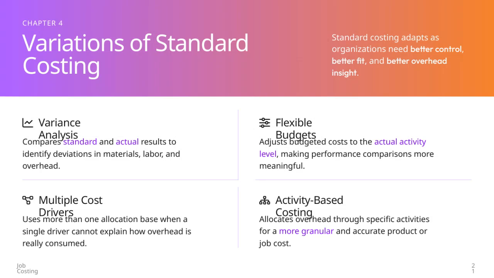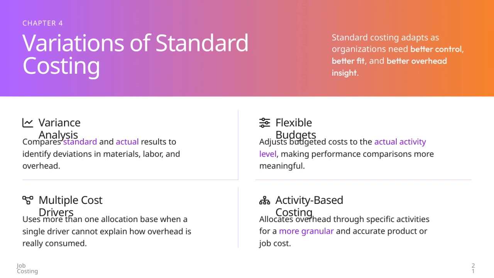In this chapter, we explore the different variations of standard costing and how it evolves to meet organizational needs. Standard costing is not a one-size-fits-all approach. It adapts to provide better control, a better fit to specific operational contexts, and deeper insights into overhead costs. One important variation is variance analysis, which is a tool for comparing standard costs to actual results. This helps us pinpoint where materials, labor, or overhead costs deviate from expectations, allowing for timely corrective actions.